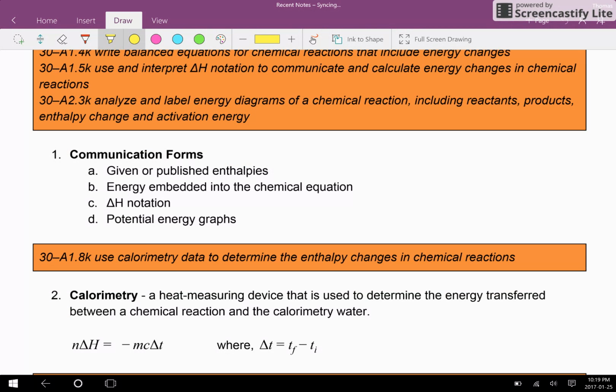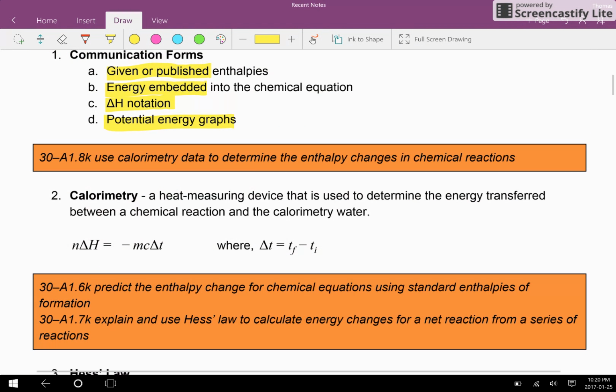First of all, we have communication forms, and that's where we're either given a value for enthalpy or it's a published value in a table. Or we can have the energy embedded directly into the chemical reaction. Another one is the delta H notation, energy written off to the right of the reaction. Or we can see a potential energy graph.